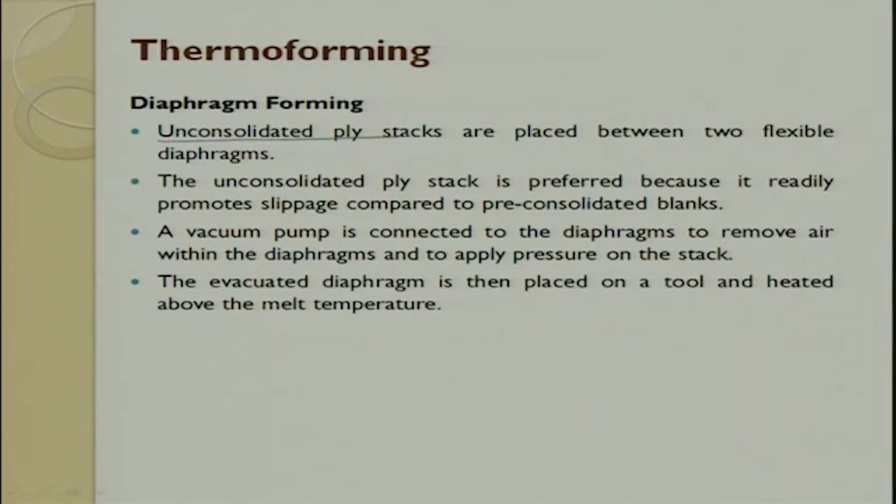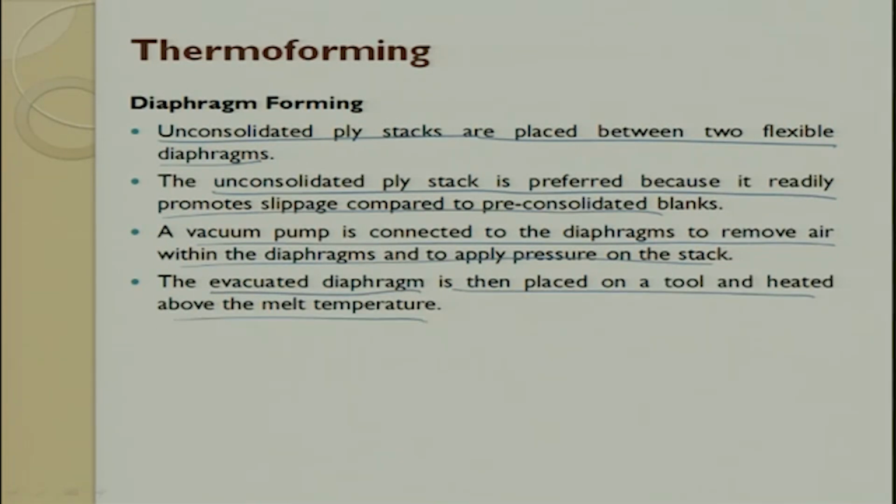Unconsolidated ply stacks are placed between two flexible diaphragms. The unconsolidated ply stack is preferred because it readily promotes slipping compared to a pre-consolidated blank. The vacuum pump is connected to the diaphragm to remove the air within the diaphragm to apply the pressure on the stack. The evacuated diaphragm is then placed on the tool and heated above the melting temperature. So, this is the process sequence which we follow so that we get the required output.